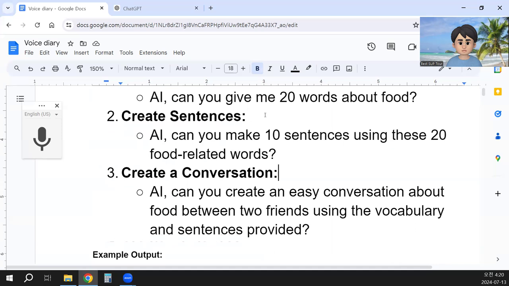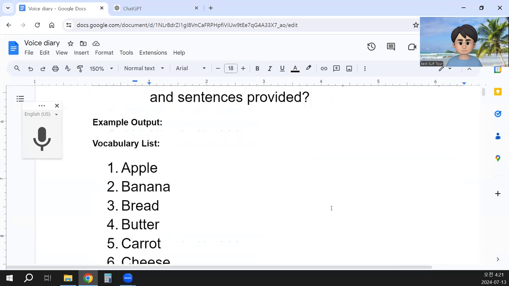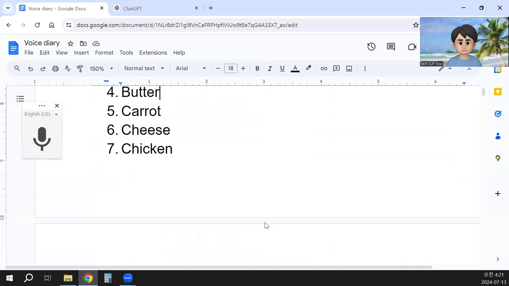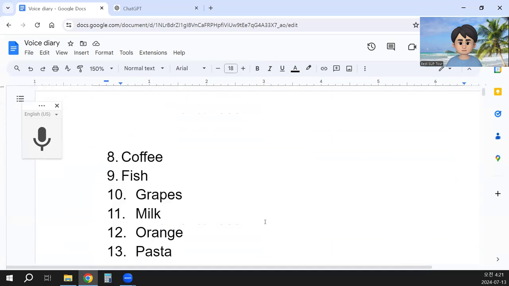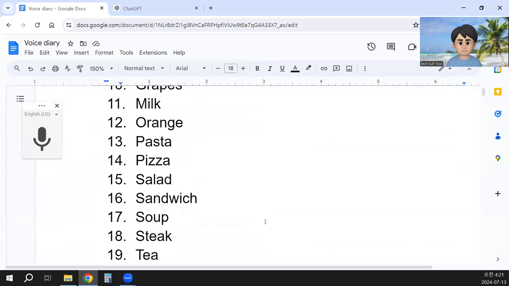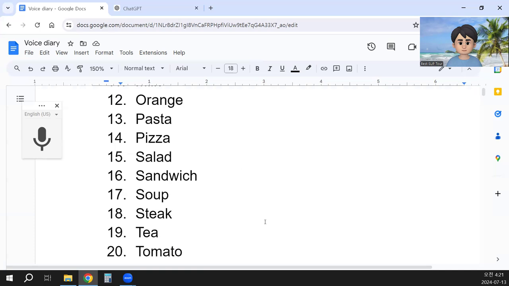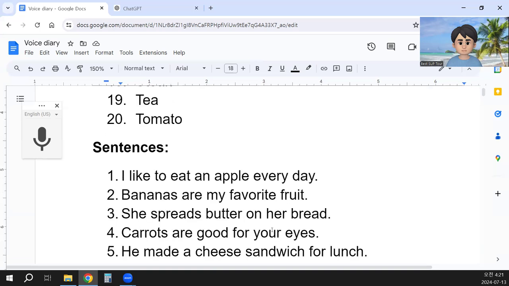Create a conversation. AI, can you create an easy conversation about food between two friends using the vocabulary and the sentences provided? Example output, vocabulary: apple, banana, bread, butter, carrot, cheese, chicken, coffee, fish, rice, milk, orange, pasta, pizza, salad, sandwich, soup, steak, tea, tomato.